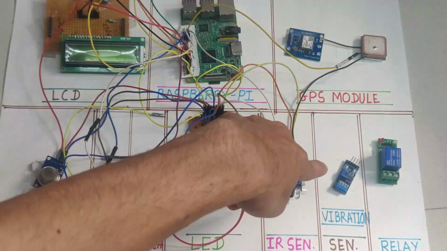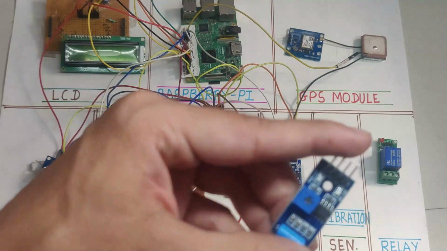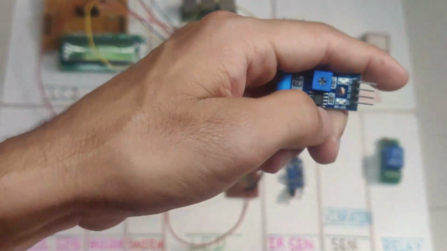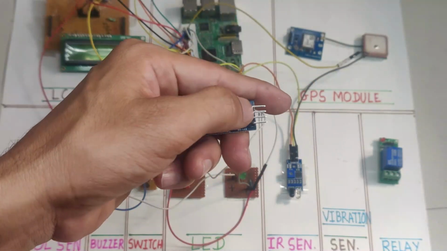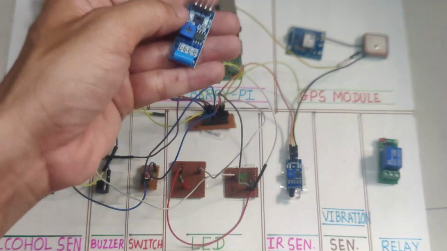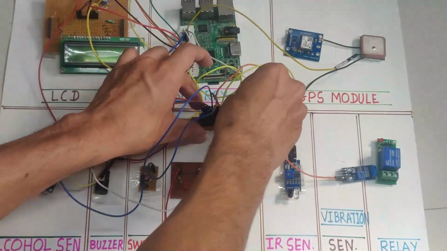Now the next part is the vibration sensor. The vibration sensor has 4 pins. You can see VCC, ground, digital out, and analog out. We will use only 3 pins: VCC, ground, and digital out. First connect the VCC pin to the VCC pin. So I have connected the VCC pin to the VCC pin.